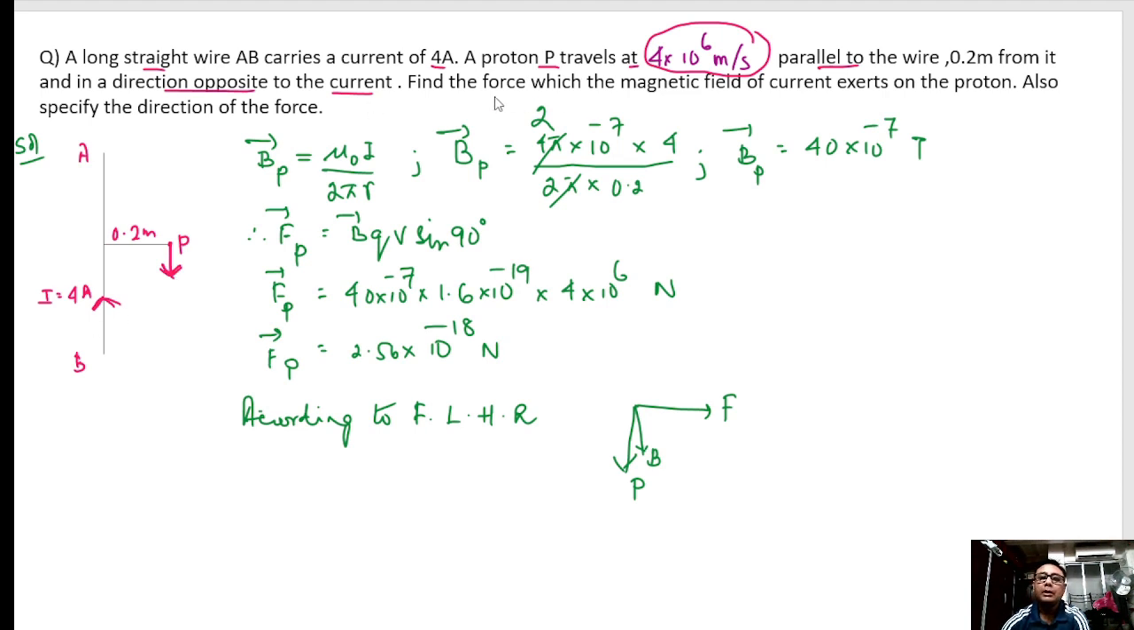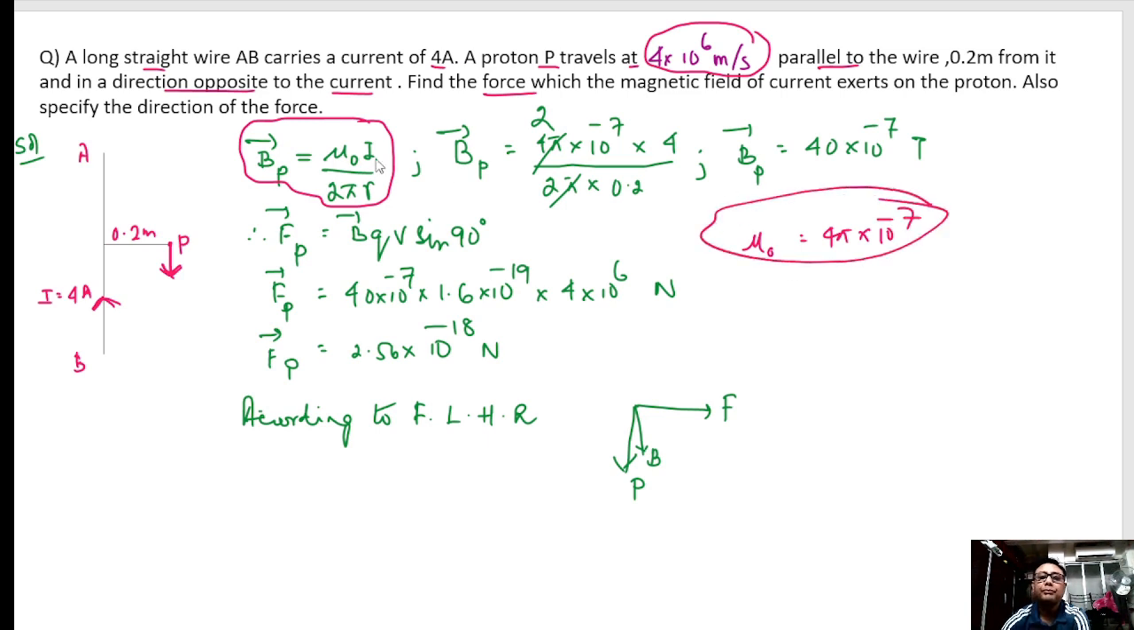Find the force. Because this is the current, there will be a magnetic field. Magnetic field due to a straight wire is given by this formula, and please remember mu 0 is 4 pi into 10 to the power minus 7. Please note this value. Putting the values, current I known, distance r is 0.2. Using this we get the magnetic field acting on the proton.